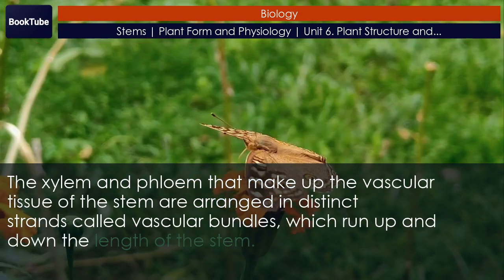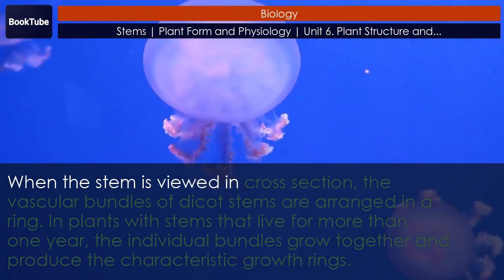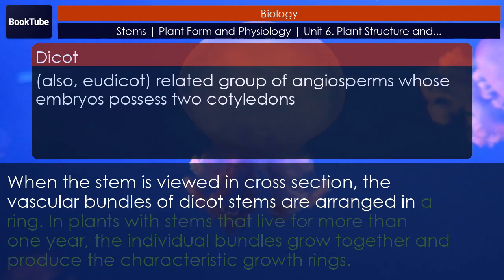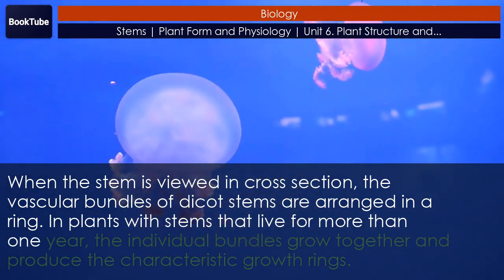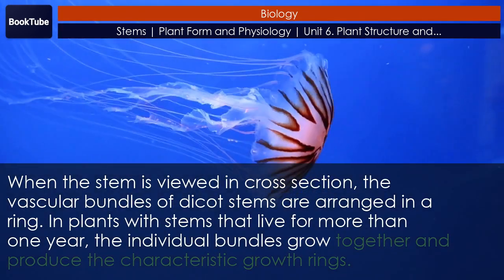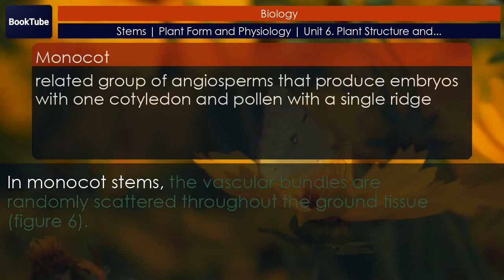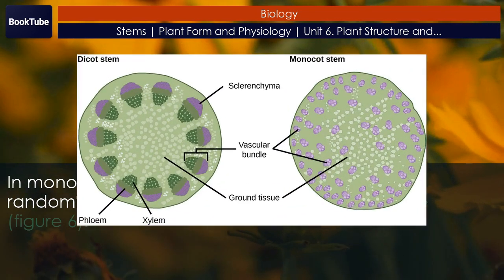which run up and down the length of the stem. When the stem is viewed in cross-section, the vascular bundles of dicot stems are arranged in a ring. In plants with stems that live for more than 1 year, the individual bundles grow together and produce the characteristic growth rings. In monocot stems, the vascular bundles are randomly scattered throughout the ground tissue.